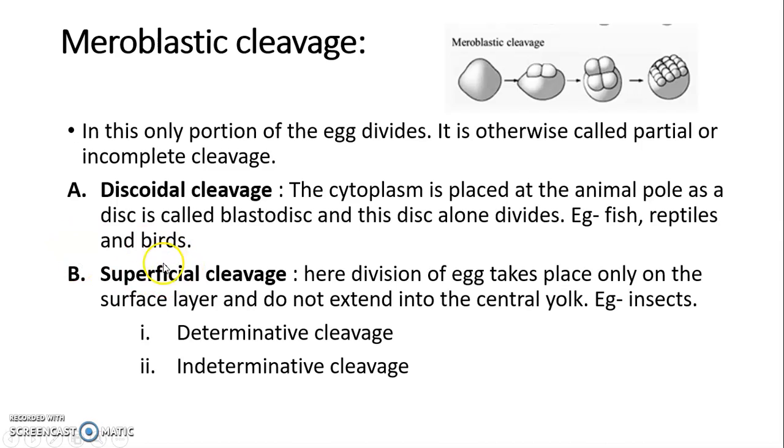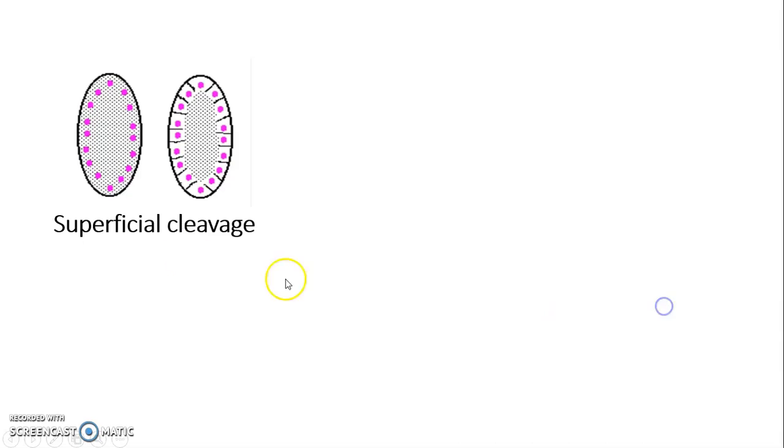The name itself suggests superficial, that is, on the surface. Here division of the egg takes place only on the surface layer and does not extend into the central yolk. It does not extend to the central region, only on the surface region. Example: insects. See here, only on the surface region the egg is dividing, the central part remains the same.